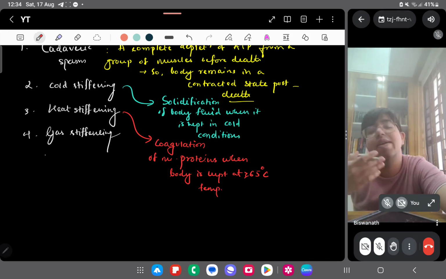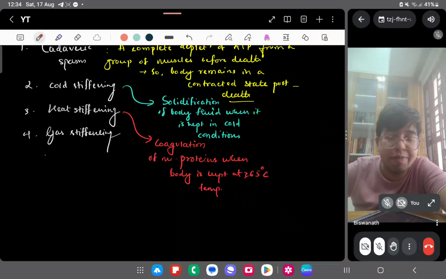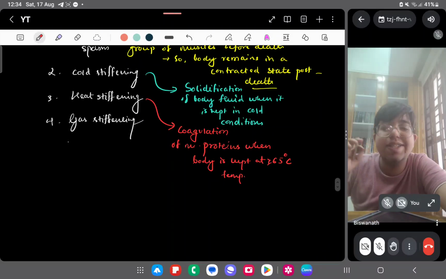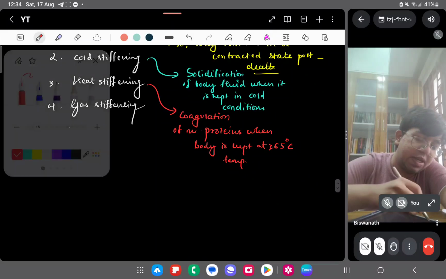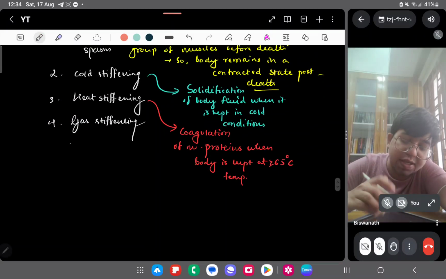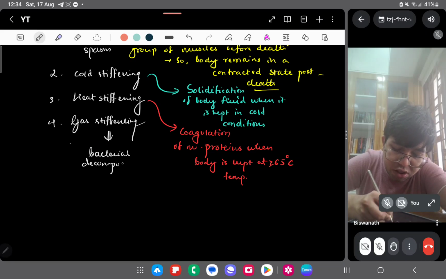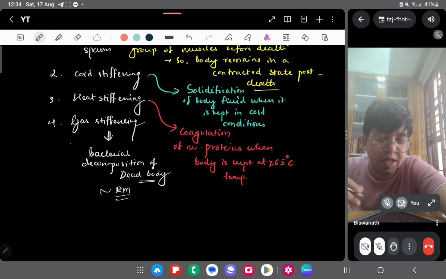What is gas stiffening? Whenever there is a death, the bacteria will decompose the dead body, and it will lead to the formation of gas inside the body. So this is the bacterial decomposition of the dead body, and it will also simulate rigor mortis. It will also appear just like rigor mortis.